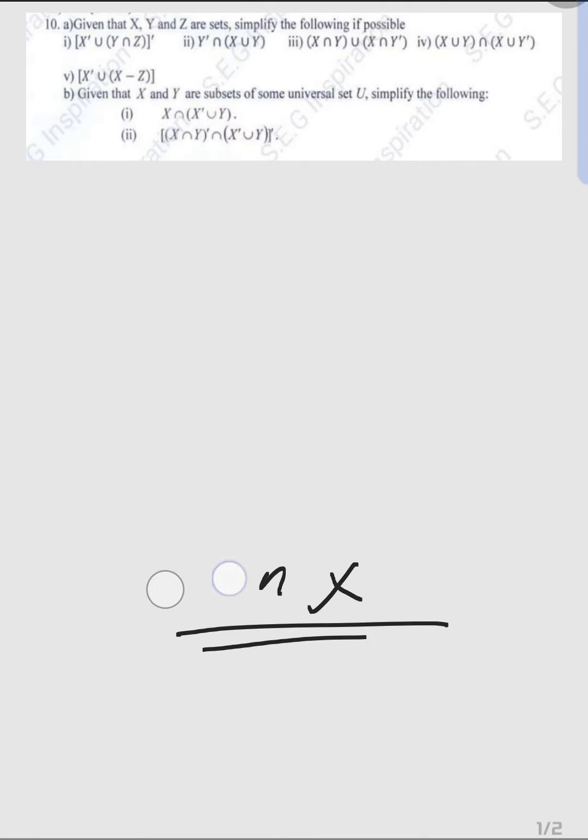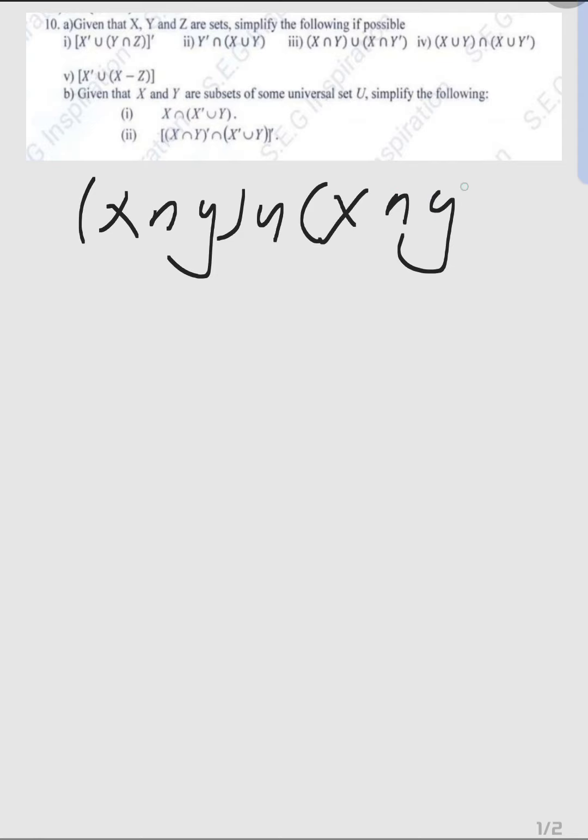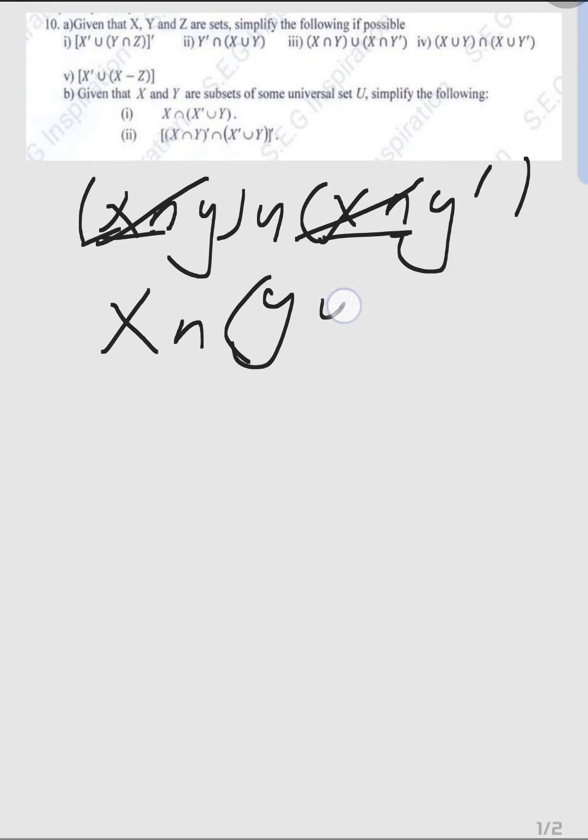So question 3, we have x intersection y union x intersection y complement. Alright guys, here what we're going to do is factorize what is common. If you check, x intersection is common, so you're going to factorize it. So we're going to have x intersection, right? Then what is left? If you cancel this out, it's like you have taken it out. What is left is y union y complement.